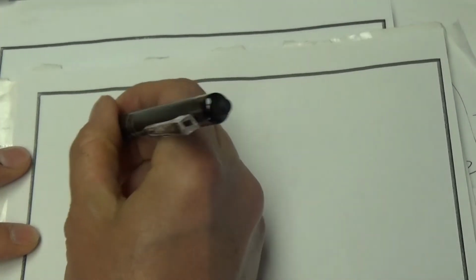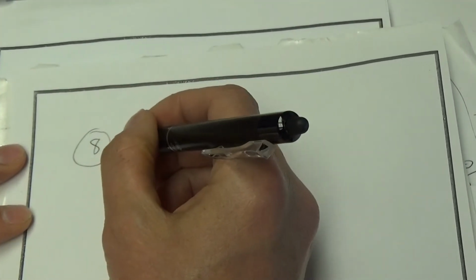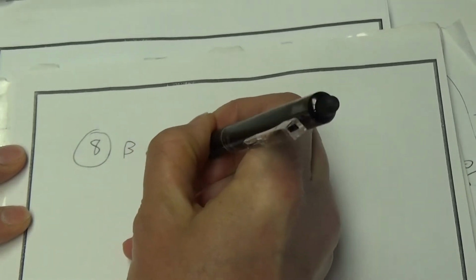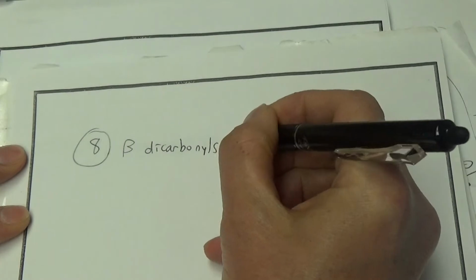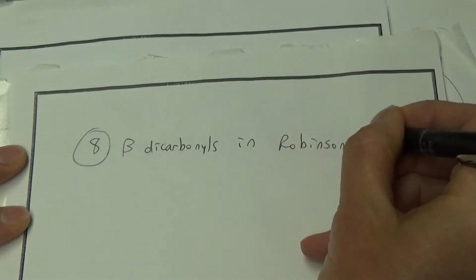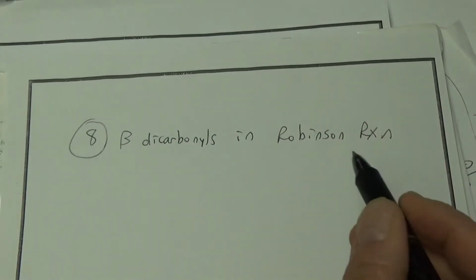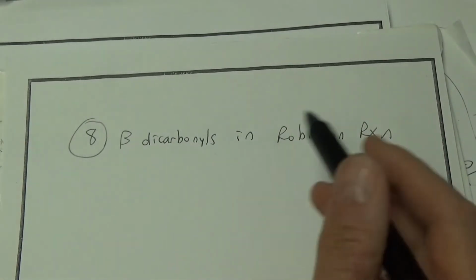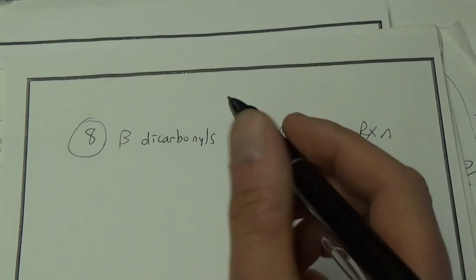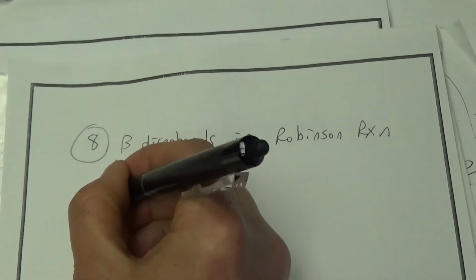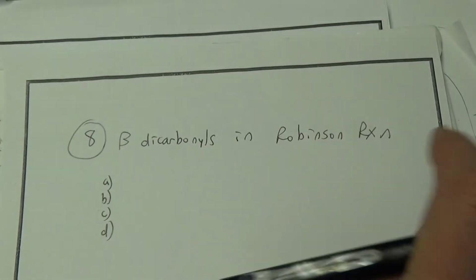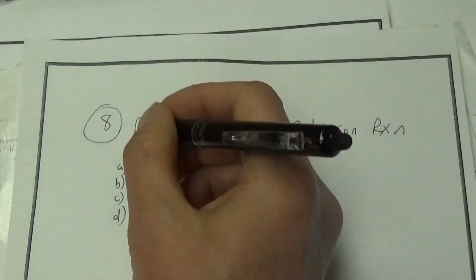Alright, and now, like we said, you can also use beta dicarbonyls in the Robinson. And the Robinson was sort of like the Michael with a few more steps, right? As we learned before. What are the 4 steps of a Robinson? It's good to kind of just memorize them. And I'll show an example.